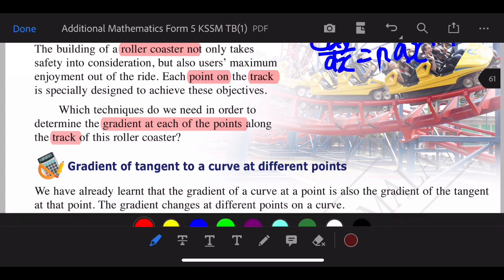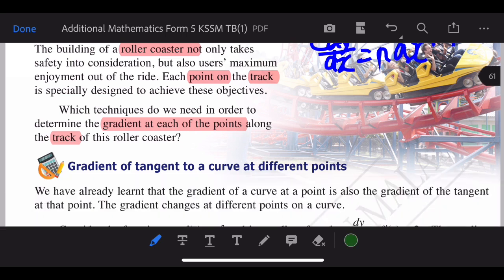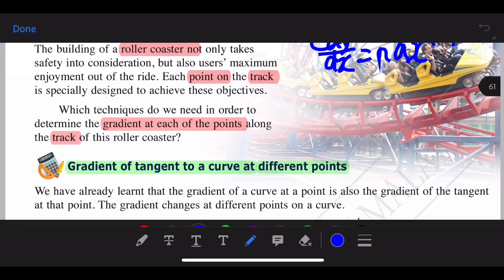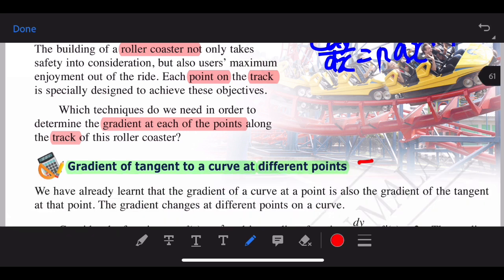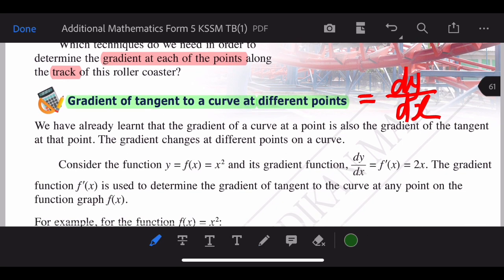Now, today's first application is you must know the gradient of tangent to the curve at different points. It's actually represented by dy/dx, okay? Remember this. Highlight this. dy/dx means gradient of tangent to a curve at the point.